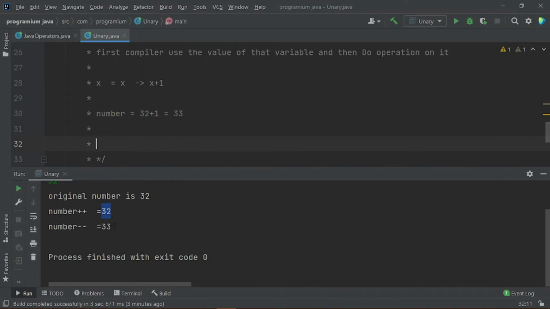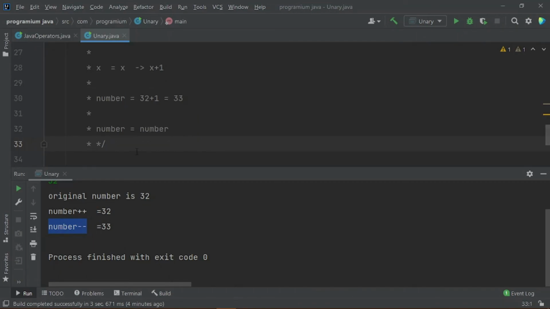Now why is this operator printing 33 here instead of 32? I am telling you again. First, in this kind of operation, the compiler reassigns the value to this variable and then uses this value, and after that performs the specified operation on this number. So what is the operation here? Minus minus. What does that mean? That means number minus 1. So what should the value be here? Its value should be 32 again.